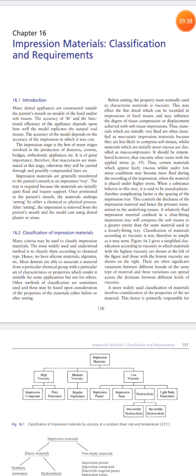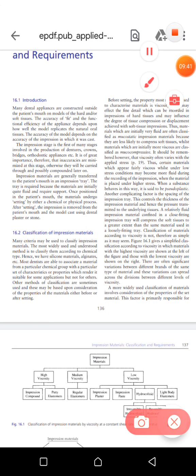Okay, so as you can see here on your left or right side, I'm a little bit confused in this. Before setting, the property most normally used to characterize materials is viscosity. This may influence impressions of hard tissues and the degree of tissue compression and displacement achieved with soft tissue impressions. So you just need to remember the mucostatic impression materials and the mucocompressive impression materials.